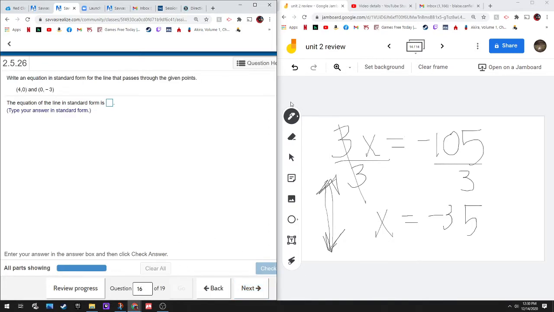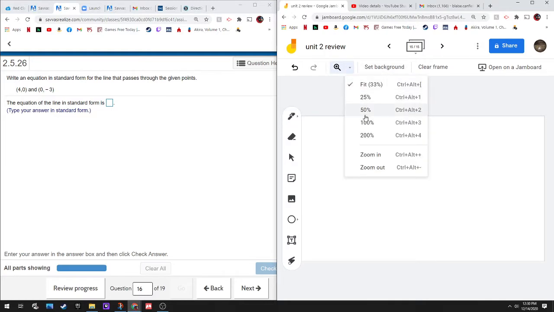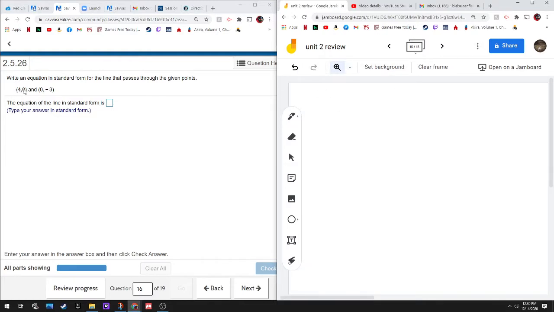All right. Ooh, this one. I saw this question. I was like, yes, we have to look at this one. This is another one that's a little bit of an extension. 4, 0, and 0, negative 3. All right.